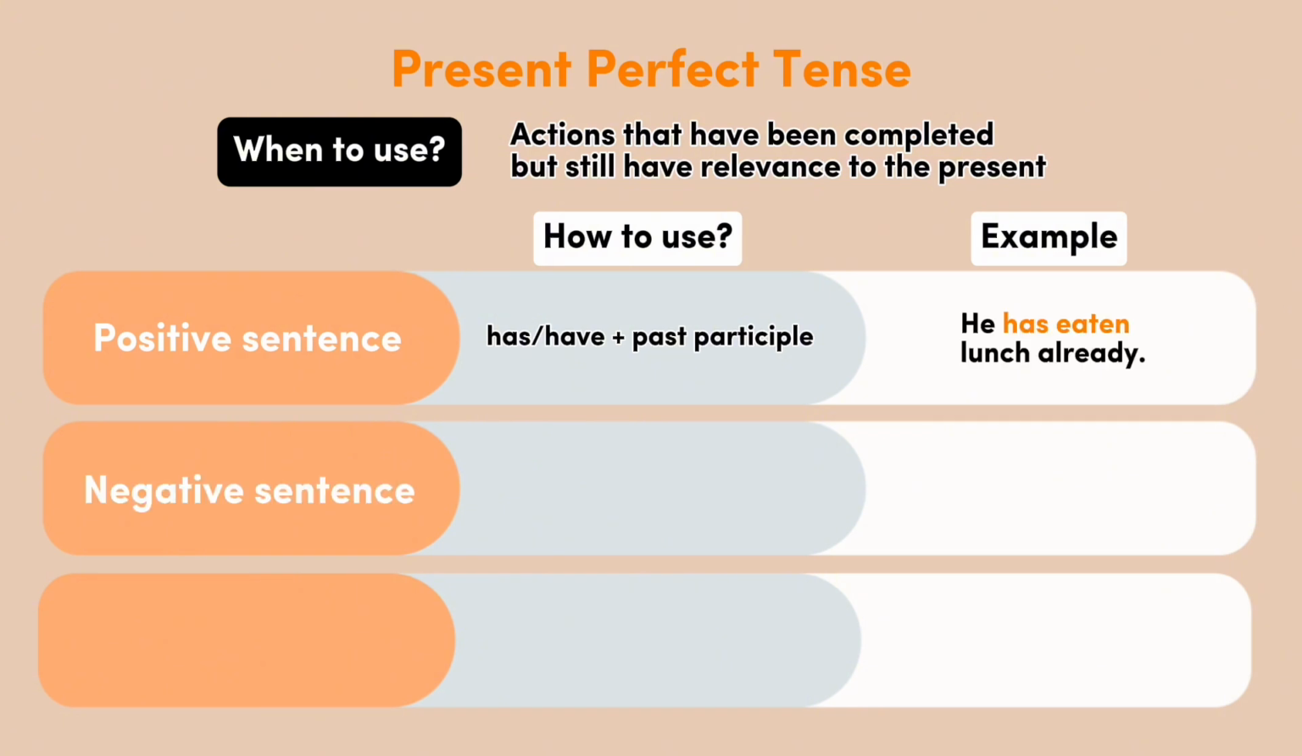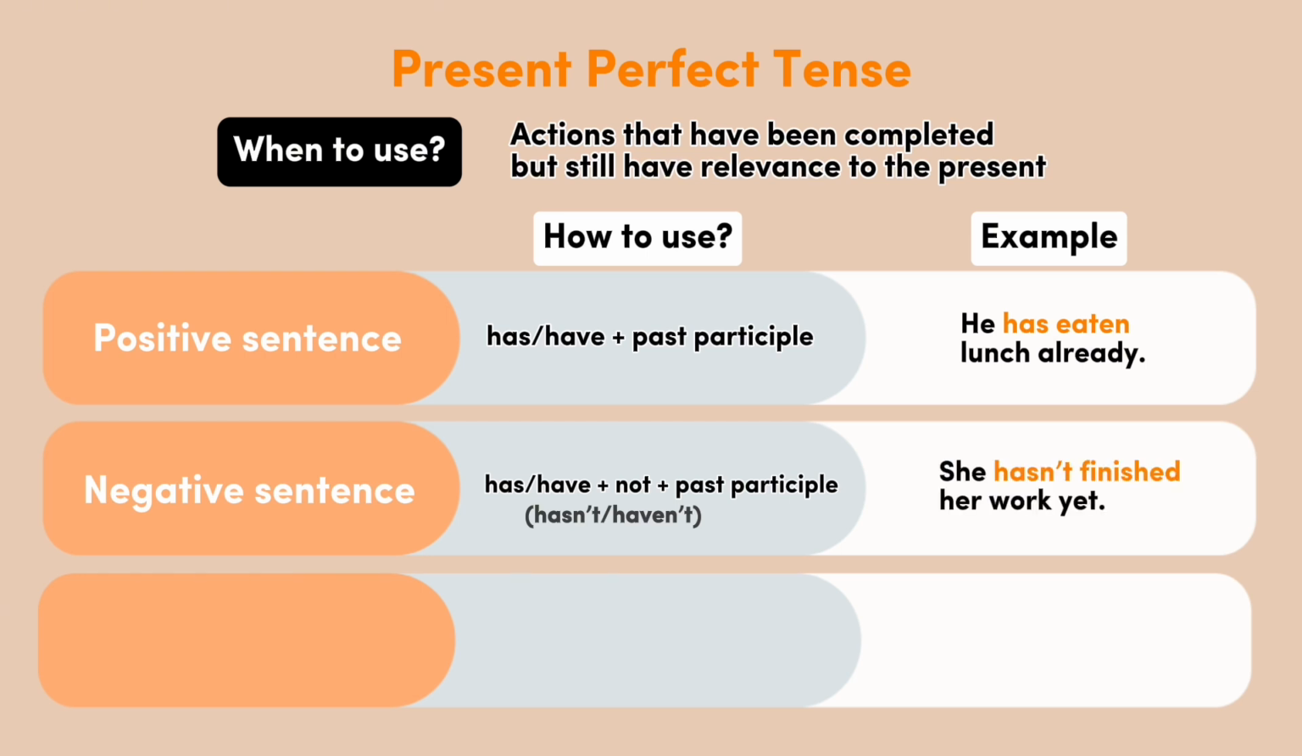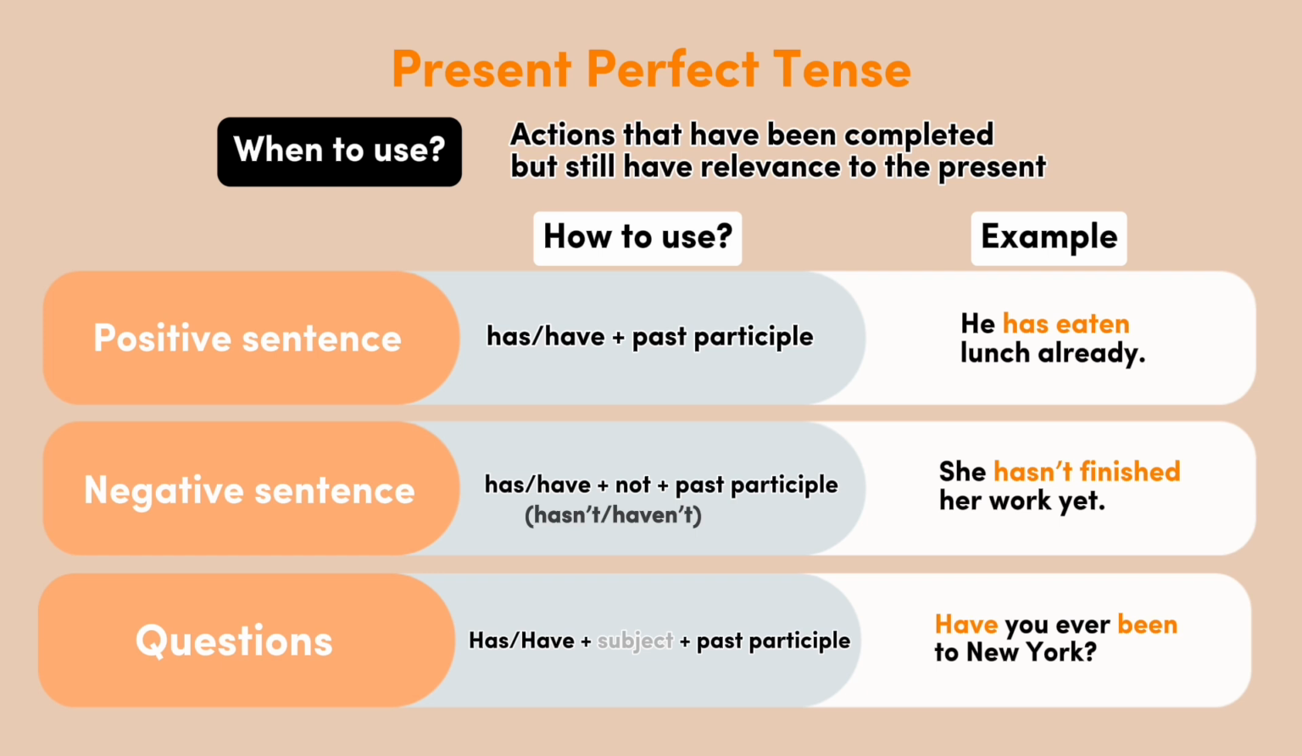Negative sentences have has plus not plus past participle. She hasn't finished her work yet. Questions: have has plus subject plus past participle. Have you ever been to New York?